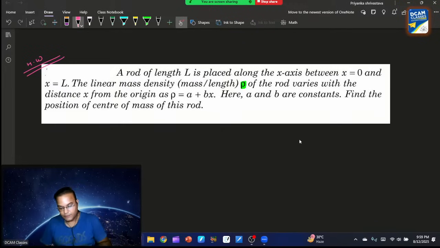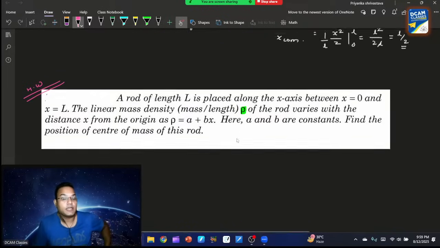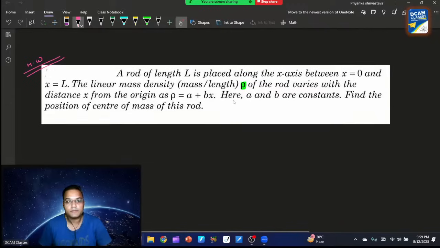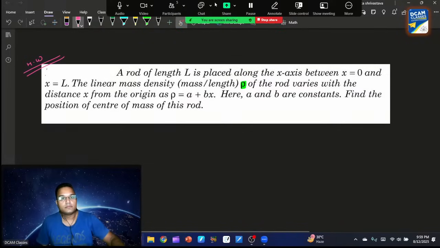In the next class, we'll solve some more questions on uniform mass distribution. Then I'll tell you about the velocity and motion of the center of mass. There will be some interesting questions on this. The chapter is not much, but the rotation part is more. Okay, let's end it now.